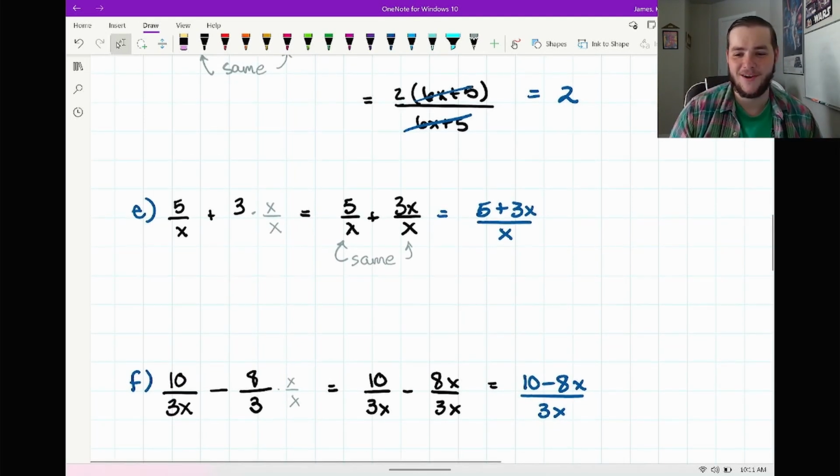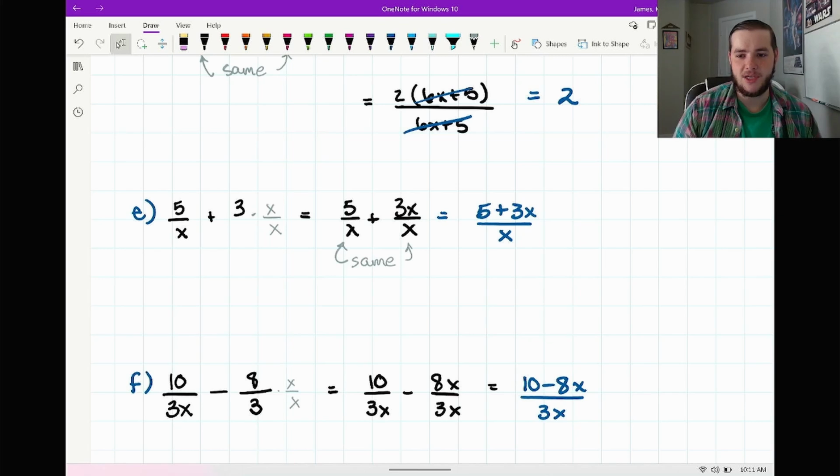Part F is similar. Here, I need a common denominator. I notice that both of them have a 3, but the right one's missing an x. So I multiply top and bottom by x. That let me get a common denominator and just subtract their numerators normally, leaving me with 10 minus 8x on top and 3x on the bottom.